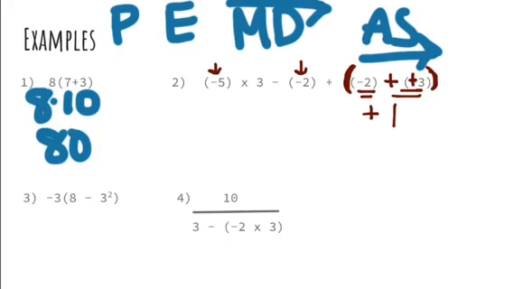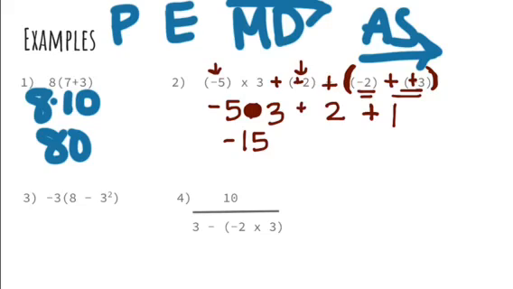I'm just going to bring everything else down. Negative 5, I don't need that in the parentheses anymore, times 3, minus a negative 2. Minus a negative becomes plus a positive, so I'm going to make that a little simpler. And then this is a plus, so plus positive 1. Now, order of operations tells me exponents. There's no exponents. Then it tells me I multiply or divide from left to right. So here's my multiplication. Negative 5 times 3 is negative 15.